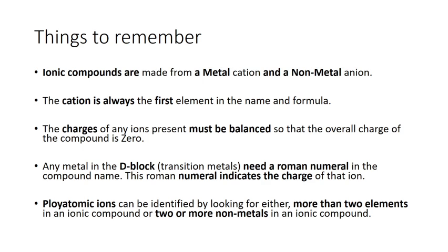Polyatomic ions can be identified by looking for either more than 2 elements in an ionic compound or 2 or more nonmetals in an ionic compound. And either way, you're going to end up with more than 2 elements in your compound.